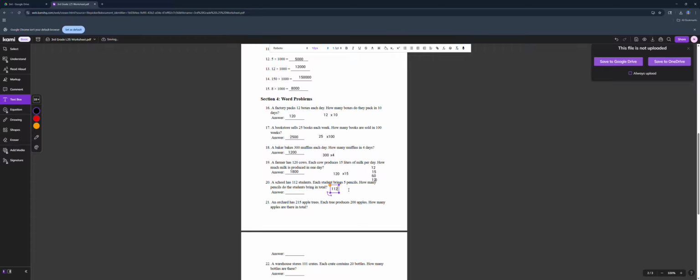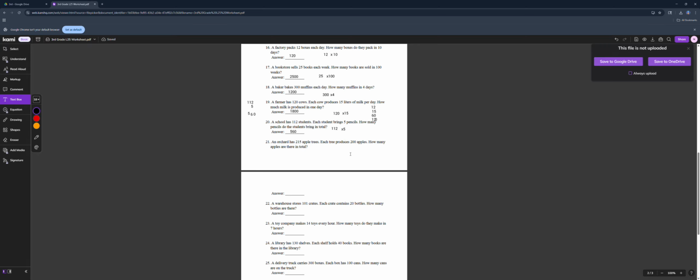Then number 20, a school has 112 students, and each student brings 5 pencils. How many pencils do the students bring in total? This is just a 112 times 5 problem. And if you do that, we have 2 times 5, which is 10, carry the 1 over. Then we have 1 times 5, plus the 1, so we would get 6. And then we have 1 times 5, which is 5. So 112 times 5 is equal to 560.